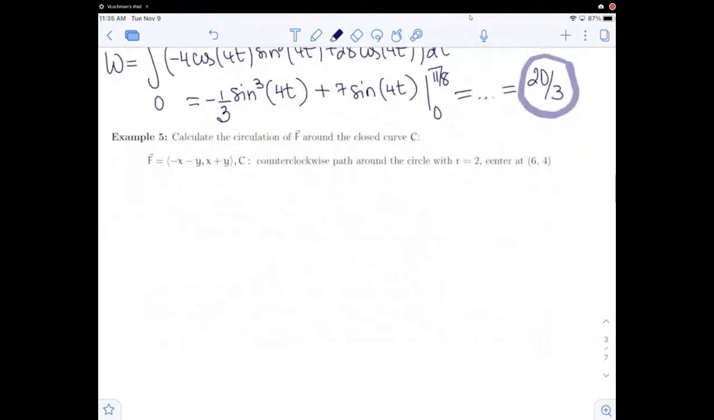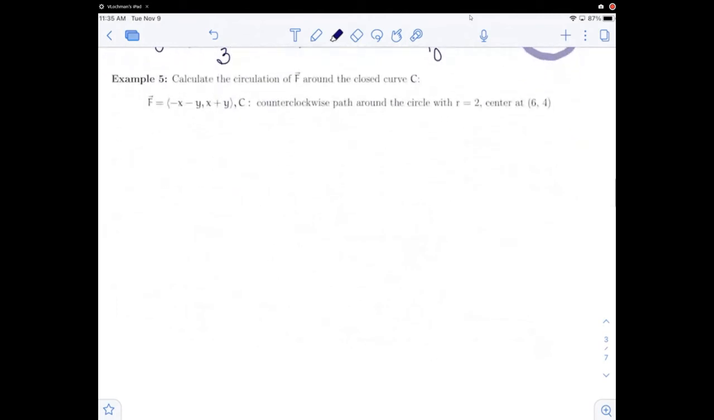Let's take a look at the next application, which is circulation of a vector field. Before we do any computation, let's discuss what circulation is. You might have some intuition of what a circulation is, but it is how much of a vector field, which I'm going to abbreviate VF, is going in the same direction as the curve.